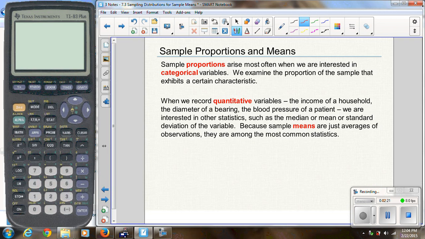And then whatever the true proportion is for the population is what we call P, and what we call the proportion in our sample is our P hat. That would be the proportion of successes in our sample.